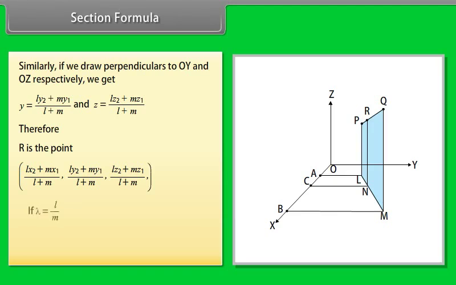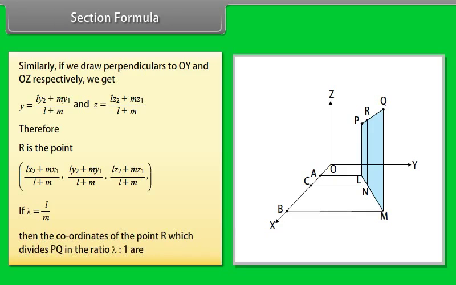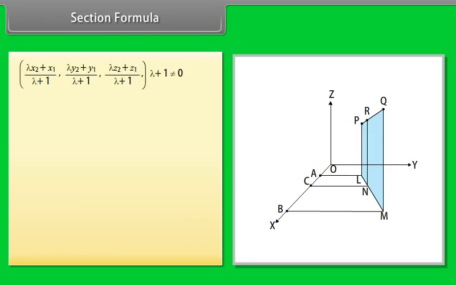If lambda is equal to l by m, then the coordinates of the point R which divides PQ in the ratio lambda is to 1 are ((lambda x2 plus x1) divided by (lambda plus 1), (lambda y2 plus y1) divided by (lambda plus 1), (lambda z2 plus z1) divided by (lambda plus 1)), where lambda plus 1 is not equal to 0.